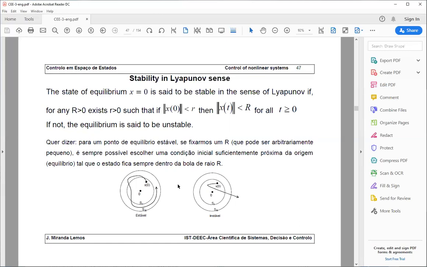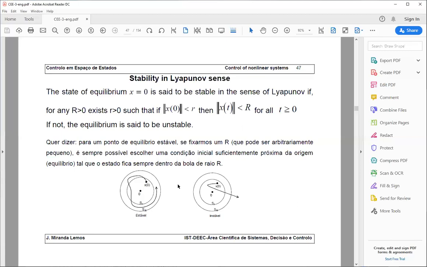Now Peter says, well, let's make it a little bit more difficult. So instead of keeping x of t inside a ball of radius 5, let's keep it inside a ball of radius 2. So if the equilibrium point is stable, I should be able to restrain the set of initial conditions, finding perhaps a smaller ball, such that initial conditions now lead to states x of t that remain within the ball of radius 2. And for a stable equilibrium point, this should work. We could go on for any radius that Peter specifies, no matter how small it is.